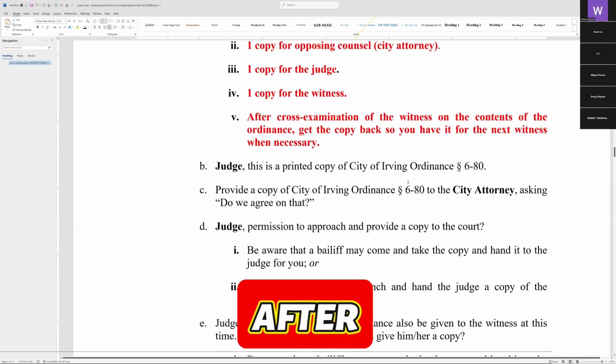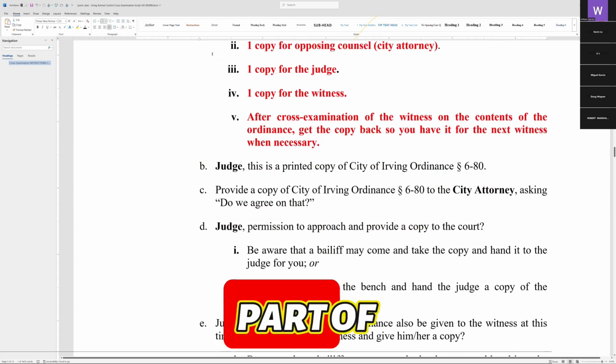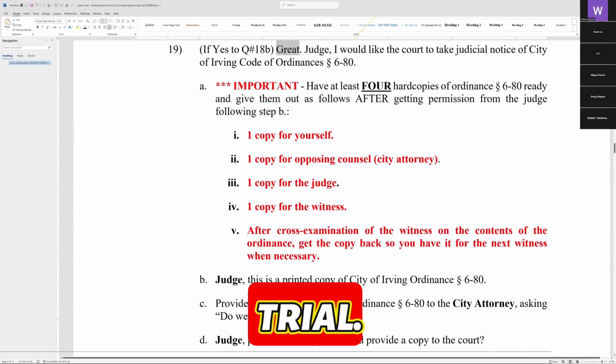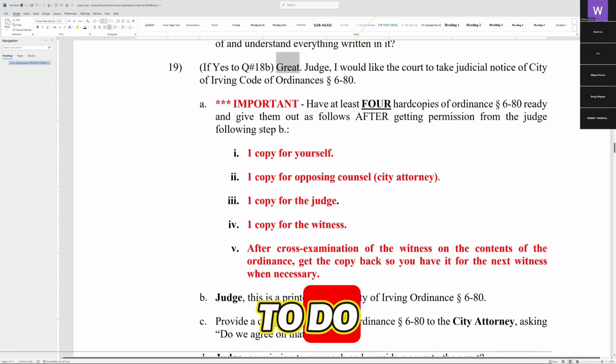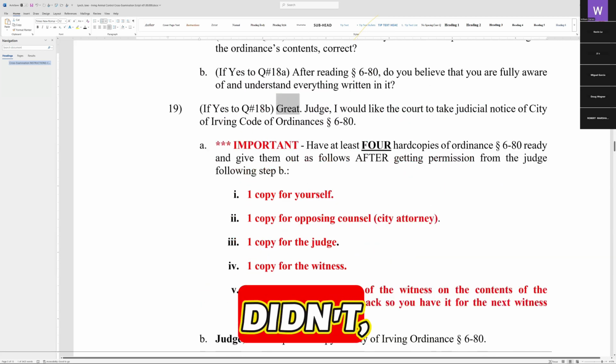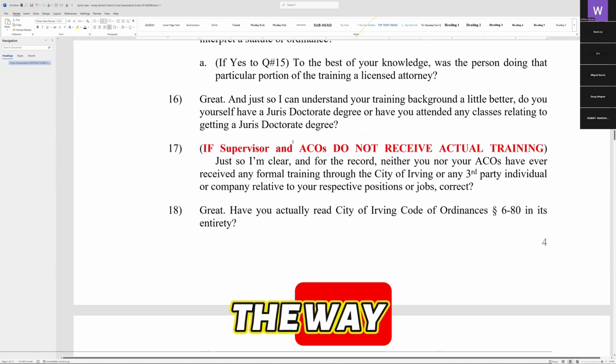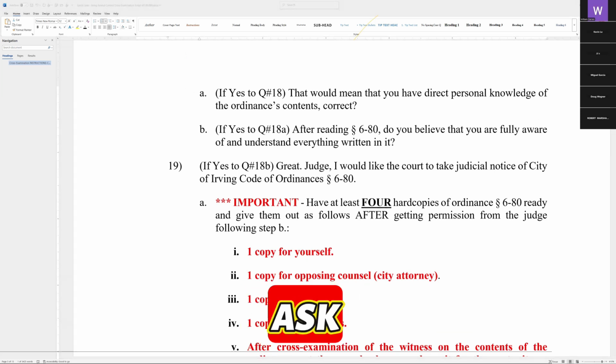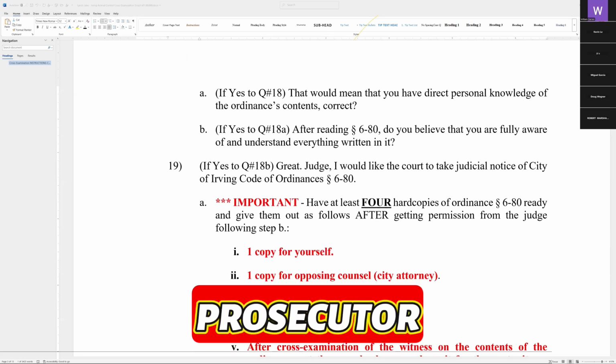Okay, now this is after we've already got part of that into the record, because here's the thing. I tried to do this in my speeding trial. I was not allowed to do this. I guarantee you didn't, because you didn't set it up the way I've set it up to this point. Well, I can't ask questions about things that have not already been testified to, right? Or brought up by the prosecutor.